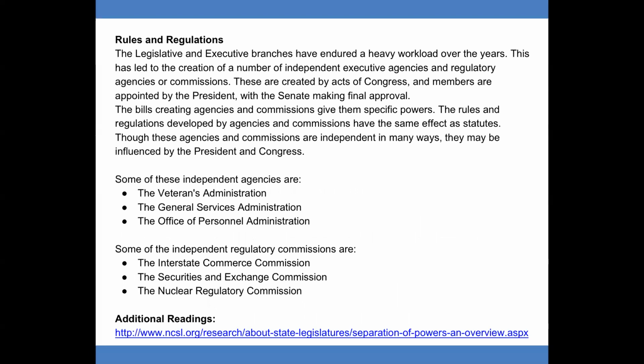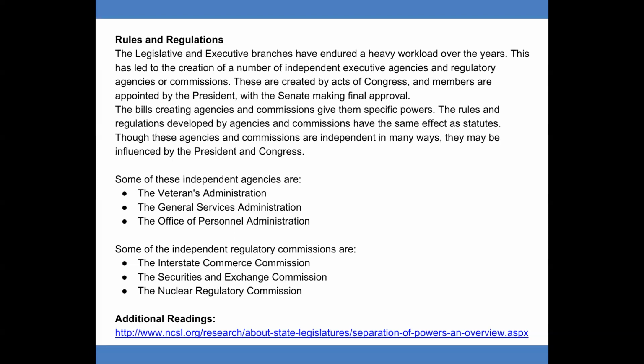The bills creating agencies and commissions give them specific powers. The rules and regulations developed by agencies and commissions have the same effect as statutes. Though these agencies and commissions are independent in many ways, they may be influenced by the President and Congress.